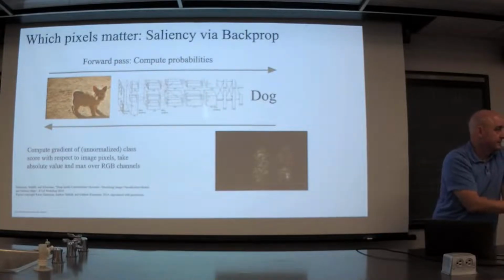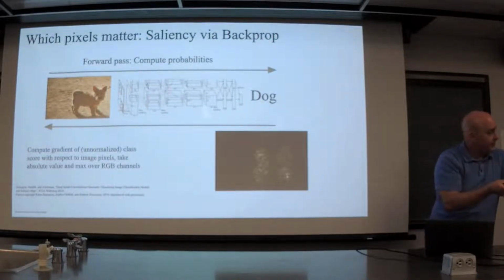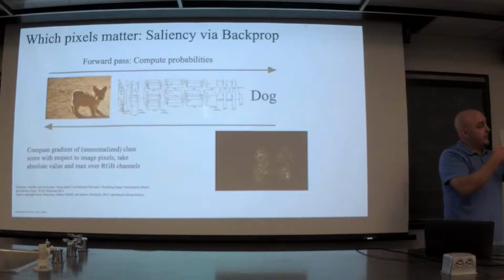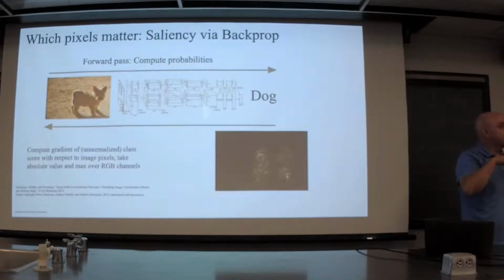Are we taking the derivative of the input with respect to the entire score vector, or is it... No, you're just taking it of the correct class. And it's said the other way around. We're taking the derivative of the score with respect to the pixels. Yeah.